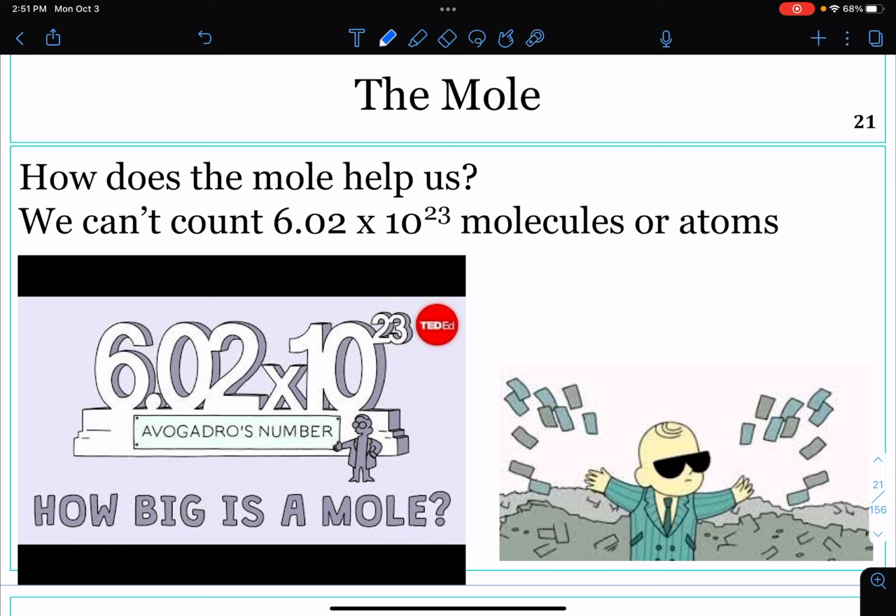So this number is such a ginormous number, it's very hard for us to realize or understand how huge this number is. So we need to relate this huge number to mass, and this will make this concept much easier. And that's what we will do next.